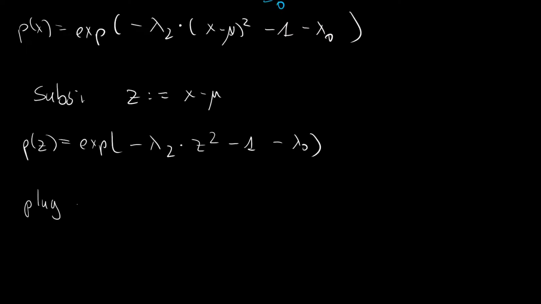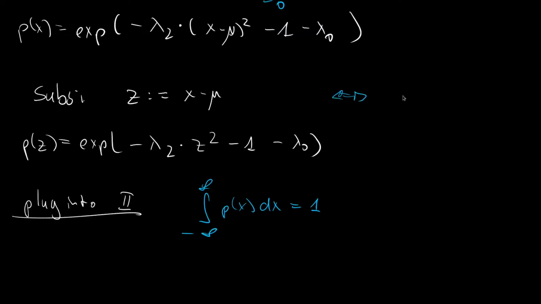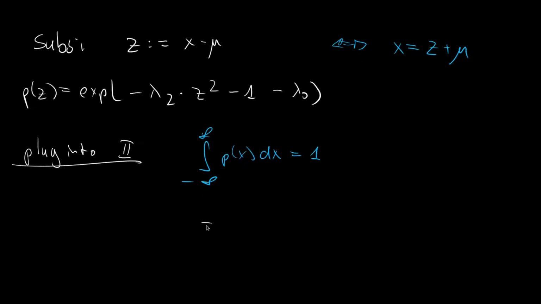So plug into the second equation. Recall the second equation was the integration from minus infinity to plus infinity over p of x dx is 1. Since we made a substitution, we have to check if anything changes within our integral, but x will just become z. If we rearrange this, then x is just z plus mu. There is no distortion since we just have a shifting, and also the limits of the integration do not change. So we just have that the integral from minus infinity to plus infinity over p of z dz has to hold to 1.